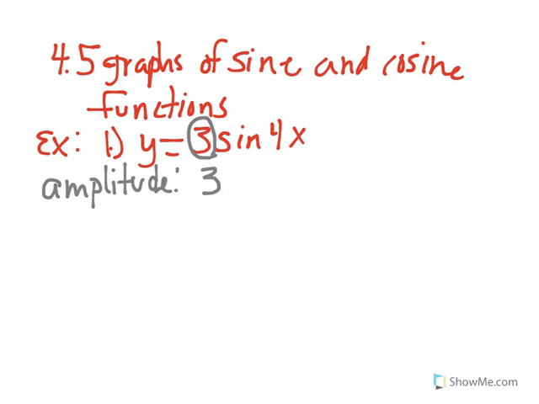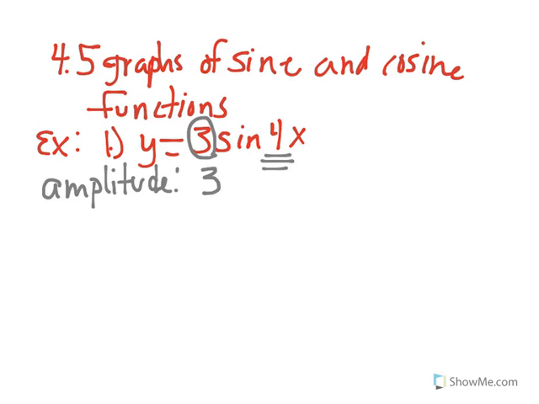So instead of it going up from 0 to 1, like from the baseline on the parent graphs, we're now going to go from 0 to 3 to get to our crest and 0 to negative 3 to get to our trough. Well, you see this 4, that 4x.